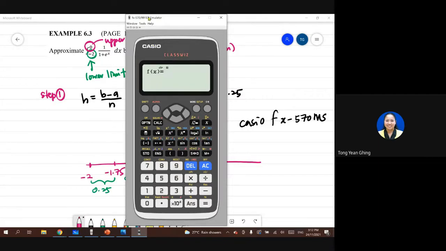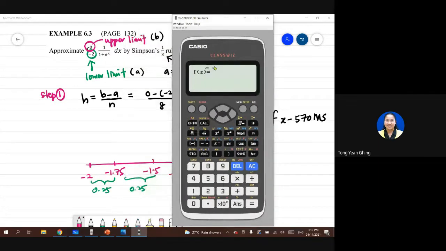It will ask you about your function. Basically, you just key in this value, that means 1 over 1 plus e power of x. So I will key in 1 over 1 plus e, shift, this one alpha x, okay? I will press equal. It asks for g(x), but we don't have another function, we only have one function. So here you just press 0.